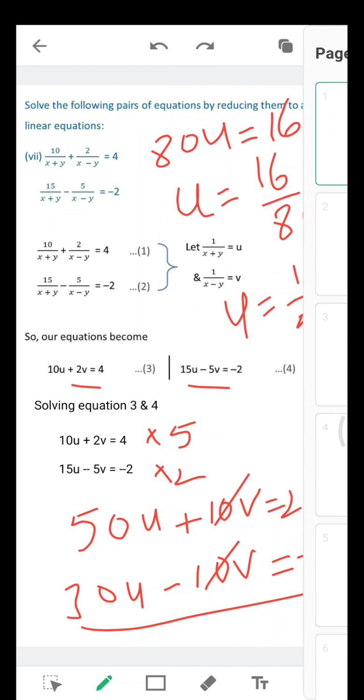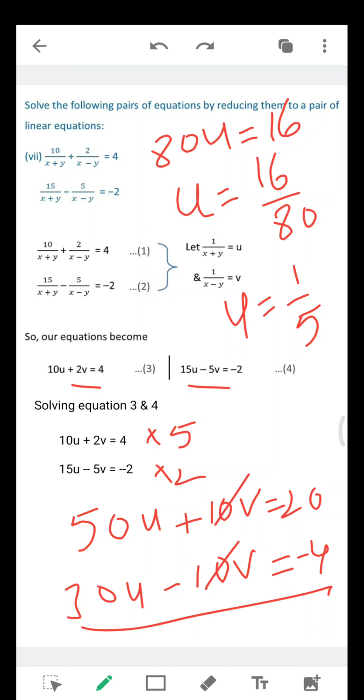Hope the concept is clear. So with this we are done with the concept of assuming and reducing the given questions into a pair of linear equations and solving them.